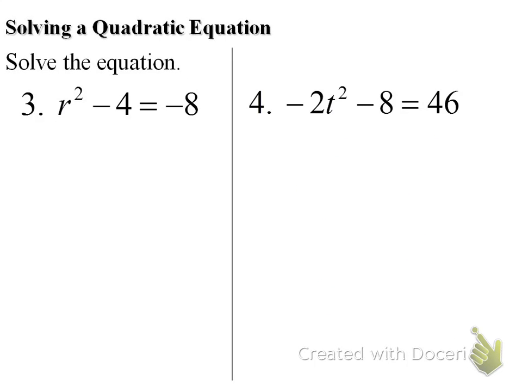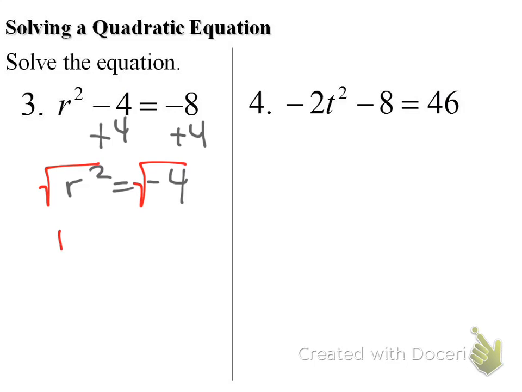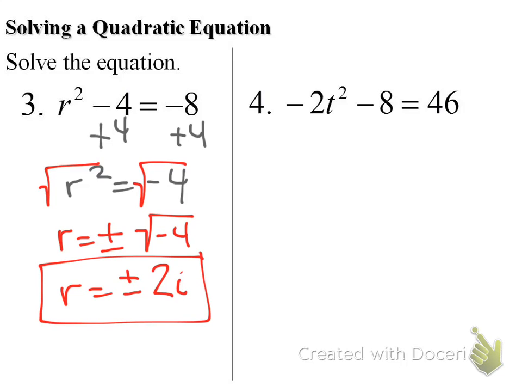Alright, how am I going to start number 3? Add 4, good. So I have r squared equals negative 4. Square root. Anytime you take the square root, you have to introduce the plus and minus. So what is this going to equal? 2i, very good. Kind of an easier one.